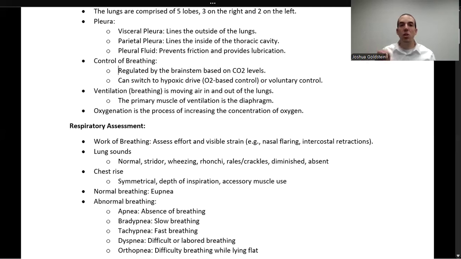In a healthy patient, normal physiology is we breathe when we have a high CO2. So when you're able to hold your breath, let's say swimming underwater, how long can you hold your breath? As long as the CO2 level doesn't get too high. Once it gets too high, the body's going to force you to breathe.